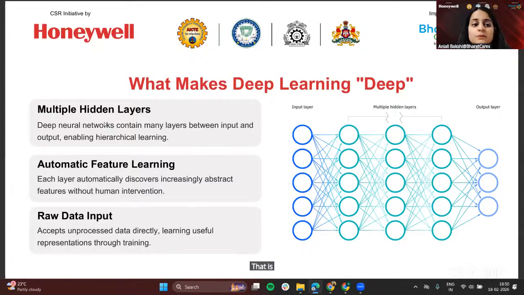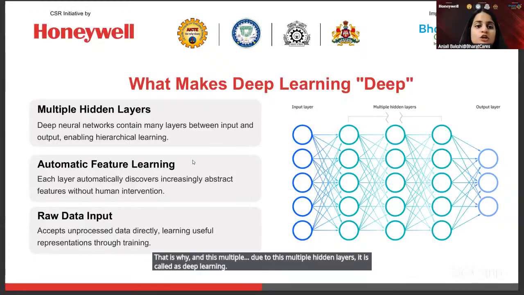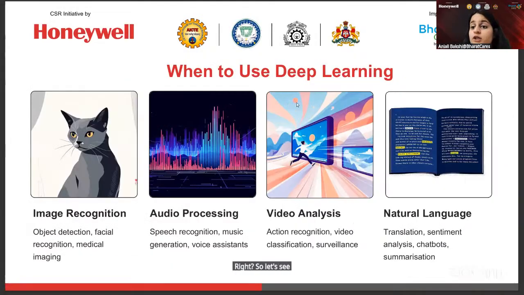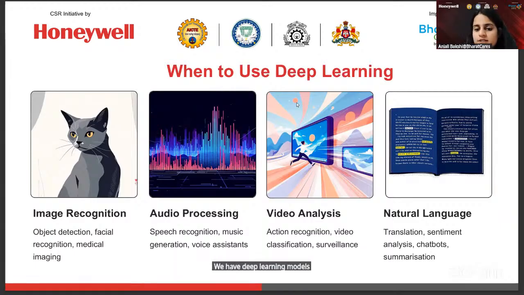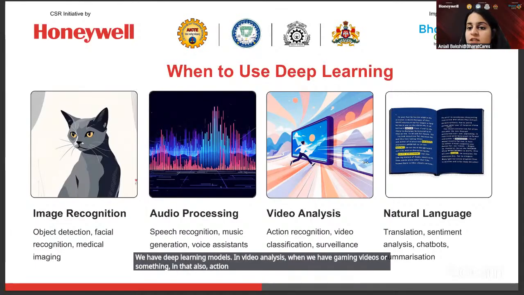That is why, due to these multiple hidden layers, it is called deep learning, right? So let's see when to use deep learning. It is when we have complex data, as we discussed, like image and audio processing, as in Siri or Google voice. In speech recognition, we use deep learning models. In voice assistants and voice chatbots, we have deep learning models. In video analysis, when we have gaming videos, in action recognition also, we have deep learning models.